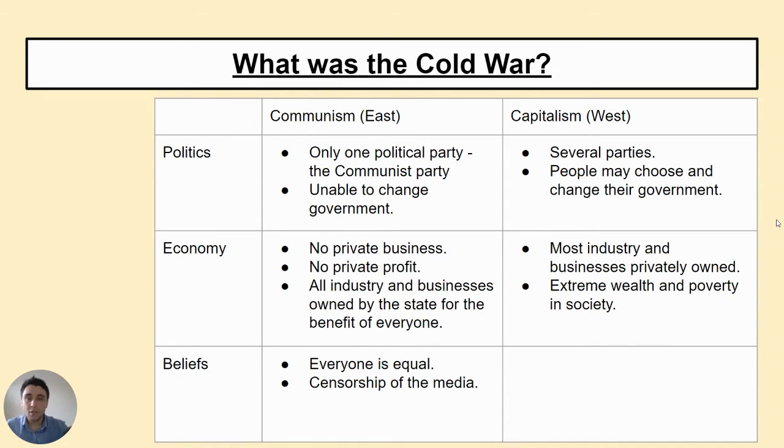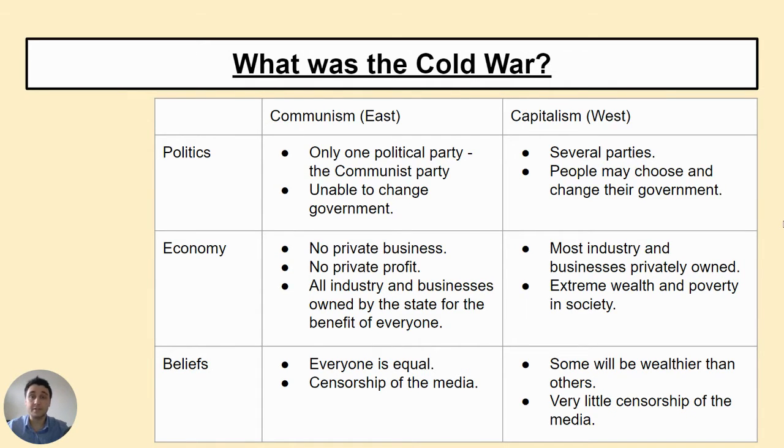And what about beliefs? Well, in communism, the main belief is that everyone is equal, although you could argue some are more equal than others in the Communist Party, and there is censorship of the media. You're not allowed to criticise the government because it's working for the benefit of everyone. Whereas with capitalism, as we've just said, some will be wealthier than others, but there's very little censorship of the media. Newspapers, TV stations, radio, they can say what they like about the government, whereas you cannot do that in a communist system. So hopefully this shows that there's a huge difference between the capitalist way of life and the communist way of life. And this is why the war began.